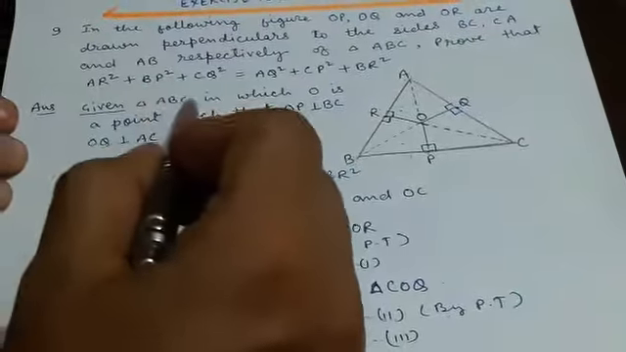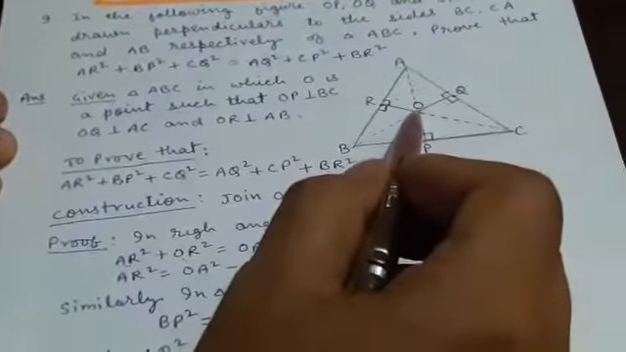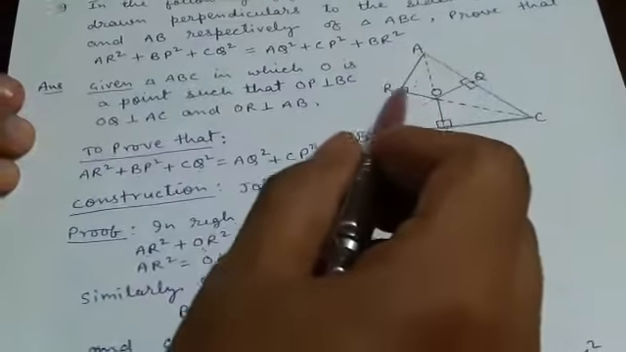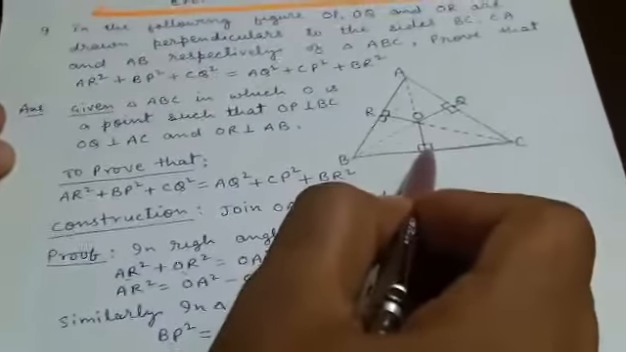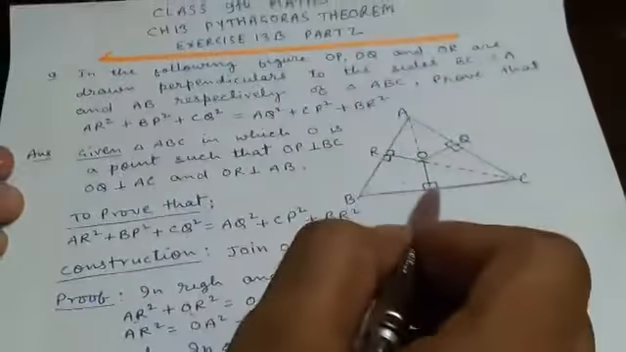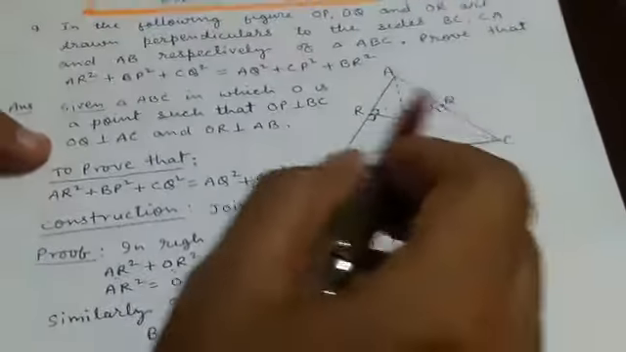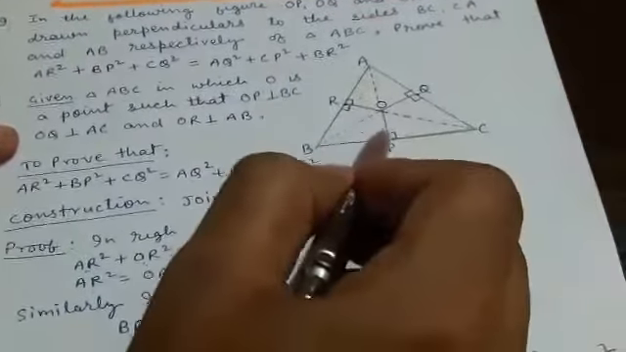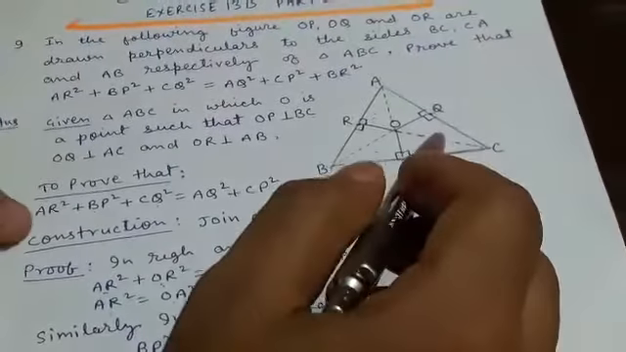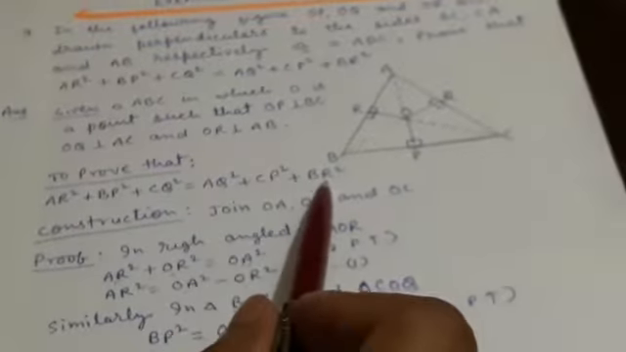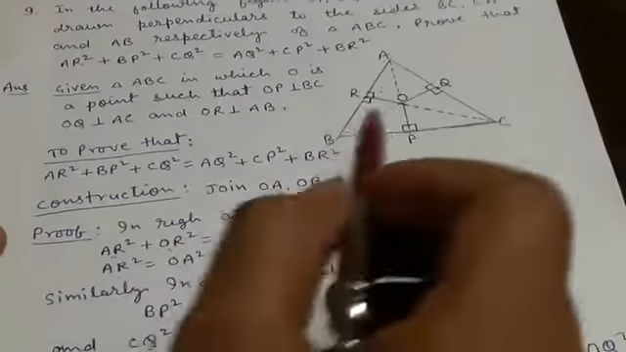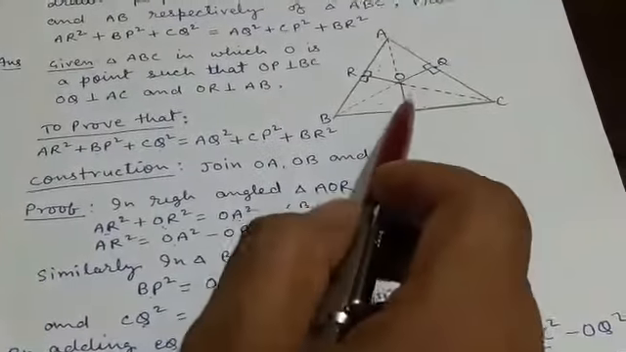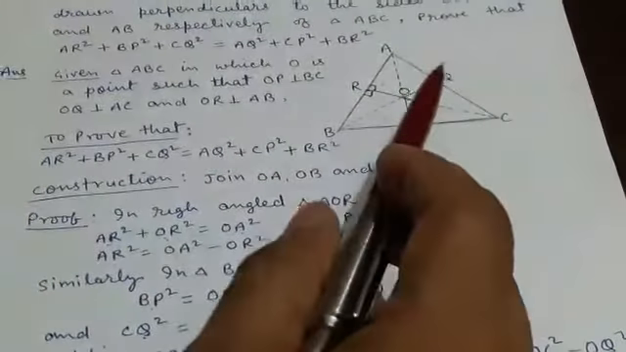Here the figure is given. So what is given in this question? Triangle ABC in which O is a point such that OP is perpendicular on BC, OQ is perpendicular on AC and OR is perpendicular on AB. These are perpendicular lines, meaning they form 90 degrees. To prove that AR square plus BP square plus CQ square is equal to AQ square plus CP square plus BR square. Now construction: join OA, OB and OC.